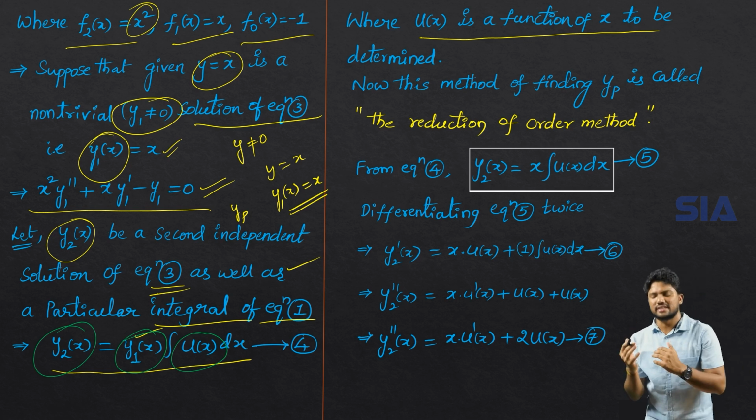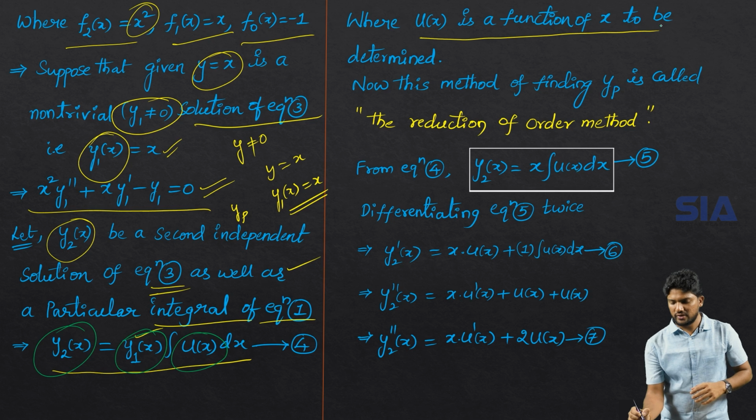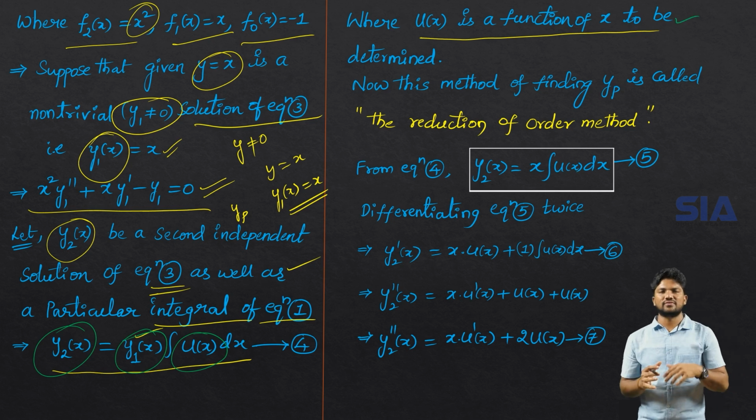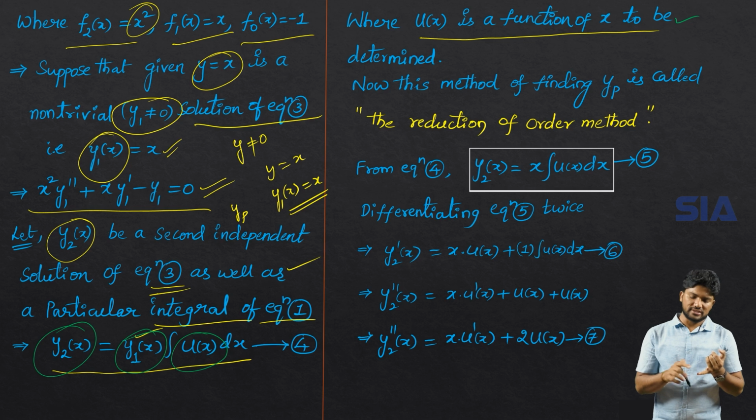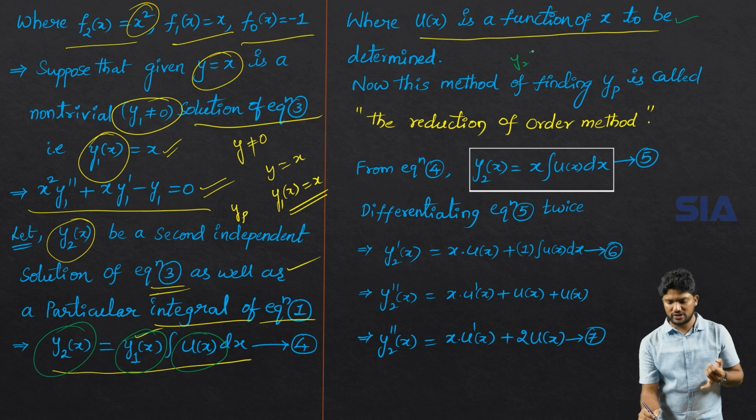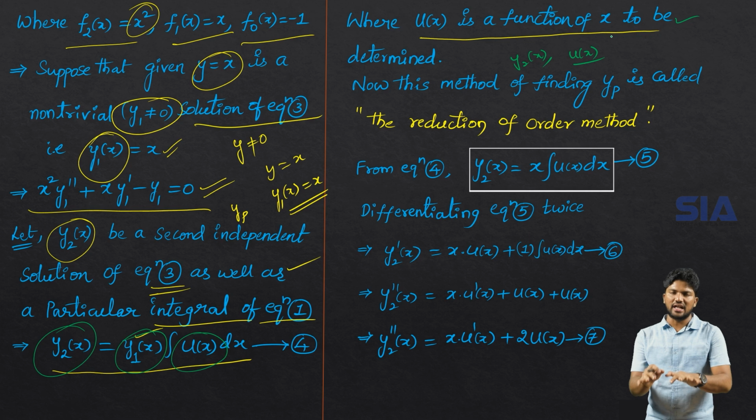So then we can write the general solution. Here u of x is a function of small x to be determined. Y suffix 2 of x, the second solution, is to be determined, and u of x is also to be determined.